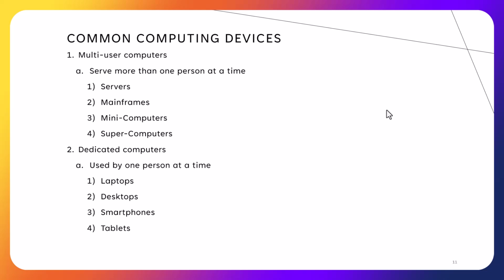Mainframes, mini computers, and supercomputers. If you just know that these exist, you should be okay for this exam. Mainframes are very large computers. Banks and government agencies use them. Mini computers are smaller, and supercomputers are the ones that really do all of our artificial intelligence type things. We'll cover servers in more detail later. Second, we have dedicated computers. These are designed to be used by one person at a time: our laptops and desktops, smartphones and tablets.